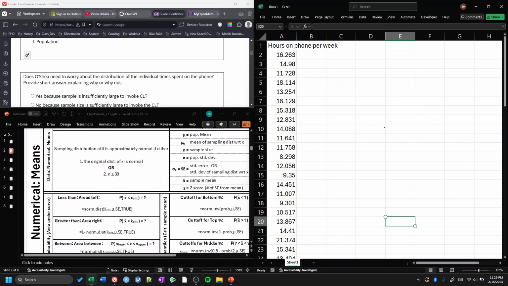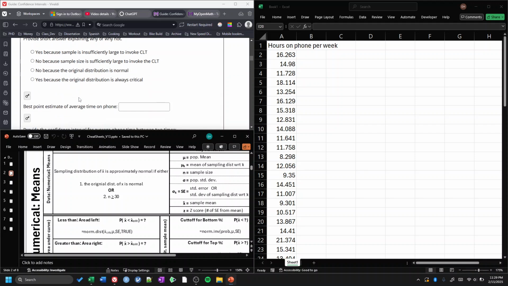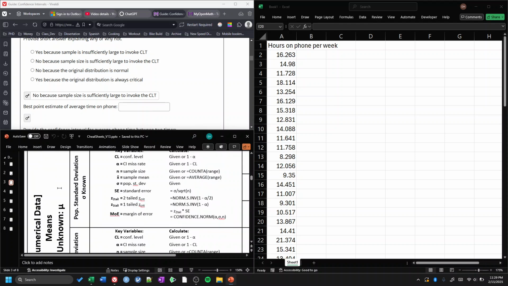Okay, so let's go ahead and erase that out and look at this first question. It says, does O'Shea need to worry about the distribution of the individual times spent on the phone? And the answer here is no, I don't actually have to worry about the original distribution because the sample size is large enough to invoke the central limit theorem, and I know that the sampling distribution is approximately normal. Okay, so let's go down to our next one here.